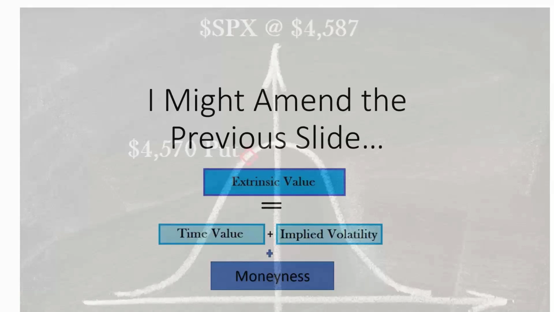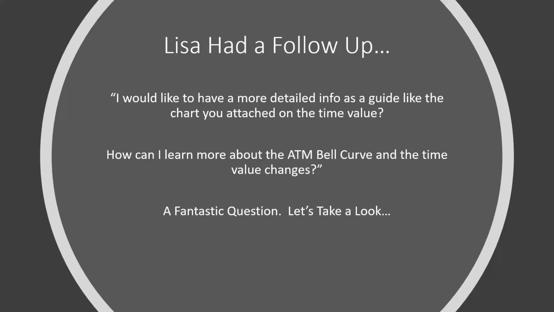Now, what's not finished with this presentation, of course, is Lisa had a follow-up question. I answered her essentially via email. But Lisa had a follow-up saying, I'd like to have more detailed info as a guide, like the chart you showed for the time value decay curve. I'm going to go through that, but I haven't finished it yet. We're going to show various strikes in the money, at the money, and out of the money, at 5 days to expiration, 4 days, 3 days, 2 days, 1 day, so you can get a view of that based on theoretical pricing, not the actual pricing. We might use some actual prices in that discussion as well.